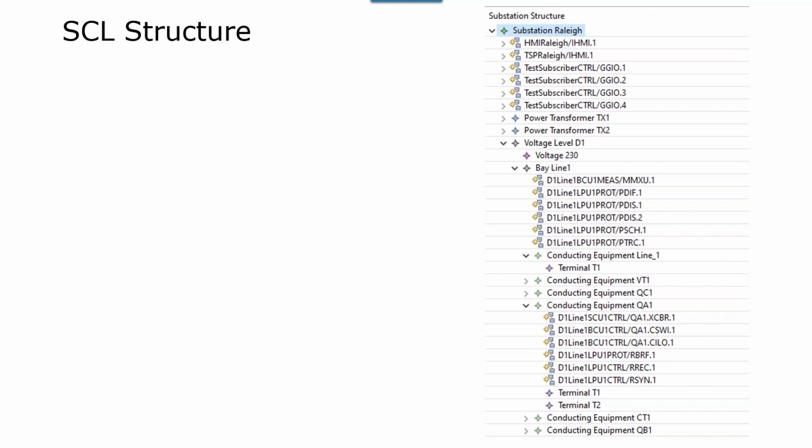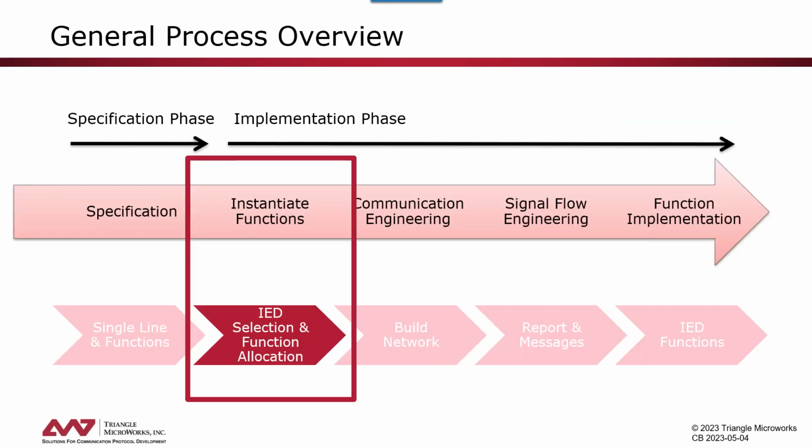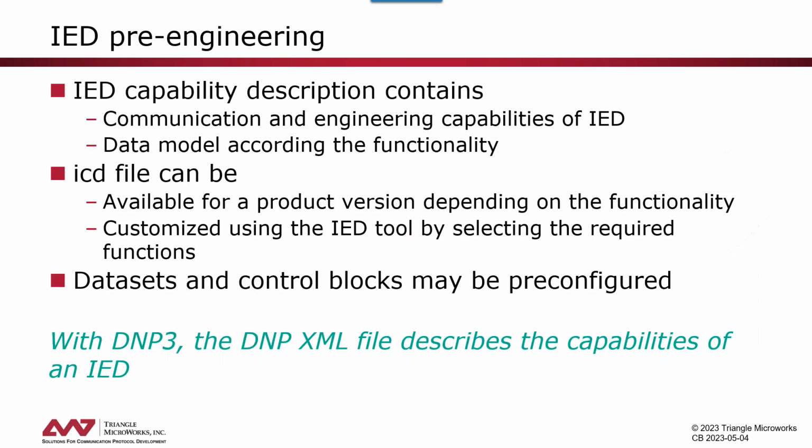So that was the specification stage. Next stage is now IED selection and import of the IED into the system tool. So basically, we can also call that IED pre-engineering. So in this stage, we get from the device manufacturer the IED capability description, which contains communication and engineering capabilities of the IED, as well as the data model according to the functionality.